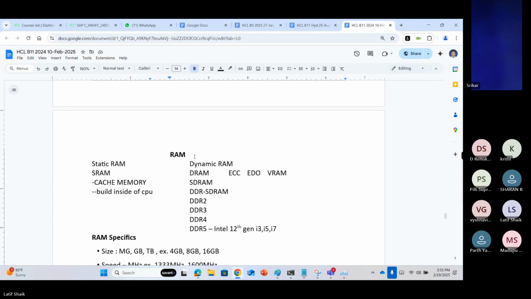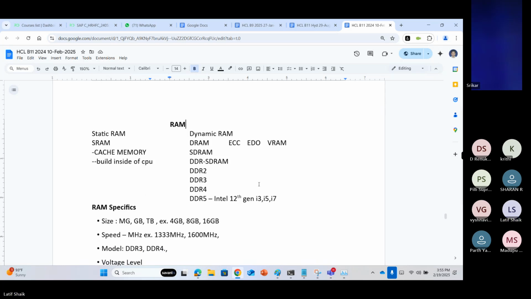Next. DRAM further developed into SDRAM, synchronous dynamic RAM. Another RAM is the DDR type of RAM. So synchronous dynamic RAM, double data rate. The next version of SDRAM is DDR-SDRAM, double data rate. Then DDR2, DDR3, DDR4 came, and DDR5 has also come into the market.